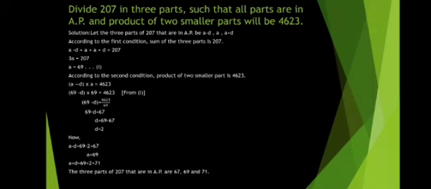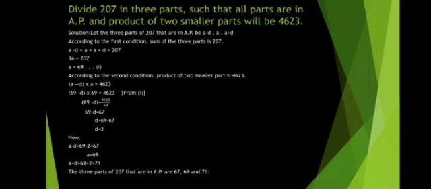So we'll multiply both the smaller parts, that is (a minus d) into a is equal to 4623. As we know, the value of a is 69. So wherever a comes, we will write 69. So what will come: (69 minus d) multiplied by 69 is equal to 4623.